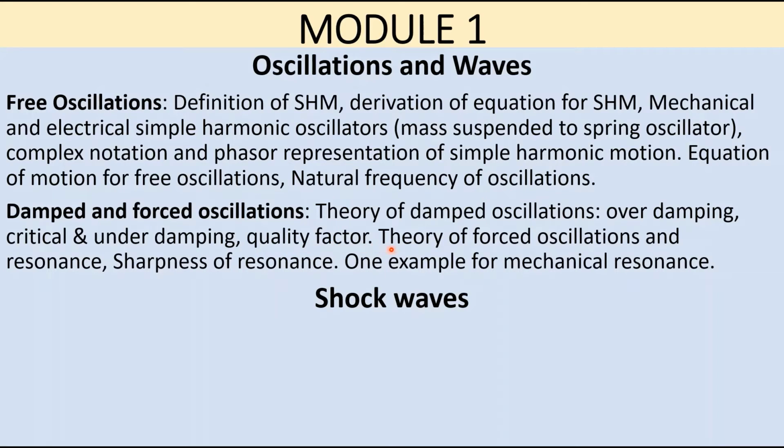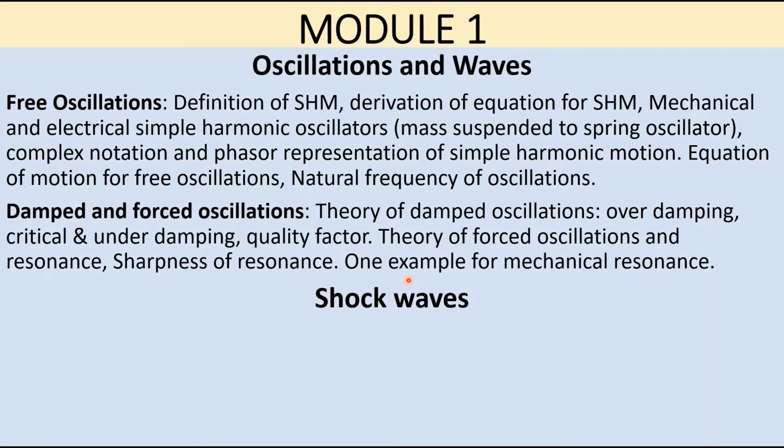Then under the theory of the forced oscillations, first we will discuss what is forced oscillation and what are the examples for the forced oscillation and theory of the forced oscillation. From the theory we will get the expression for the amplitude and the phase of the forced oscillation. Then we will obtain the condition for the resonance, then sharpness of the resonance. Then we will discuss one example for the resonance, that is a Helmholtz resonance.